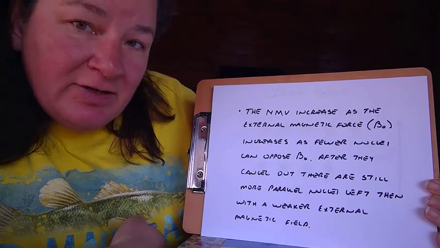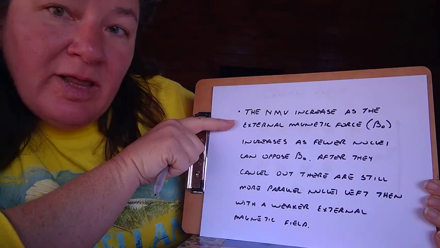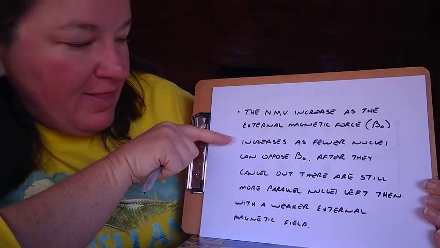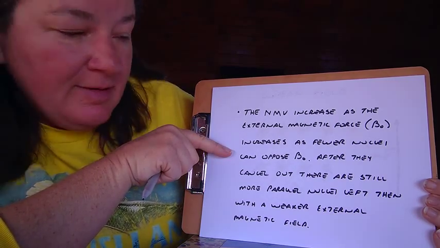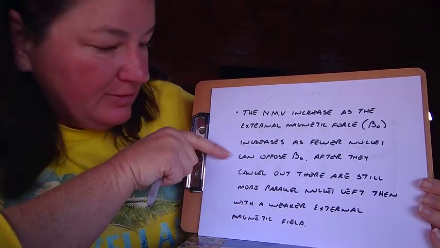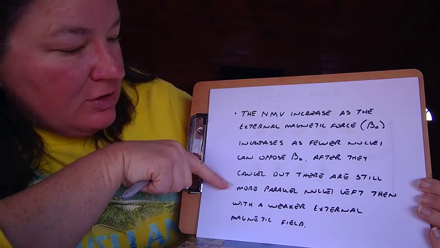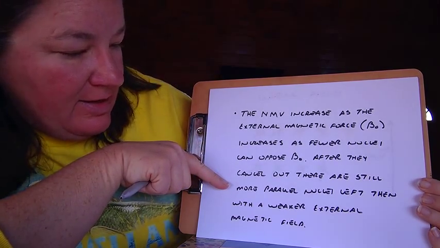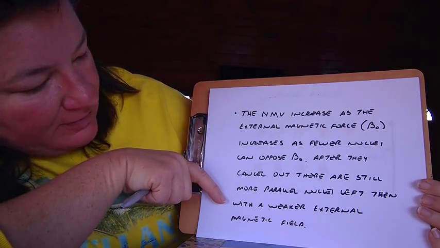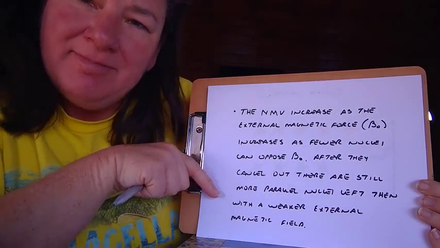Now, the net magnetic vector can be affected. If the external magnetic field, the B naught, increases, there are fewer nuclei that can oppose B naught. So you won't have as many anti-parallel or spin down. So after they cancel each other out, there are still more parallel nuclei than anti-parallel. And that means you have more left over than with a weaker external magnetic field. Now, what does that mean? Let me show you.